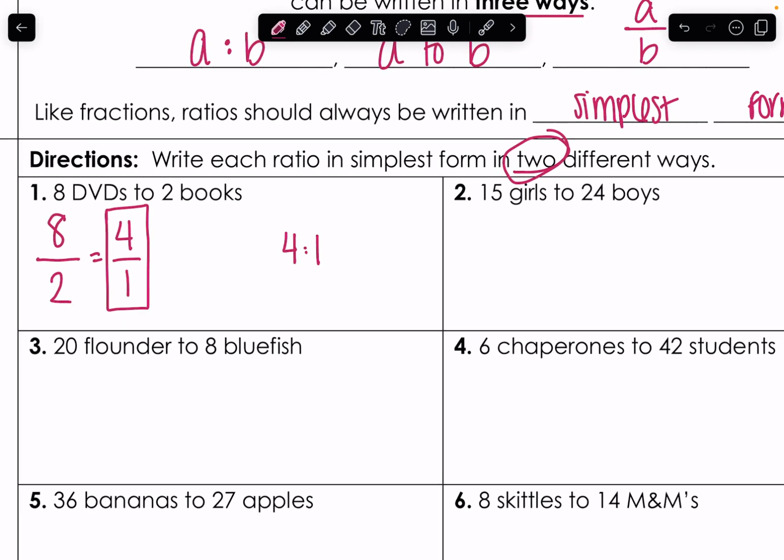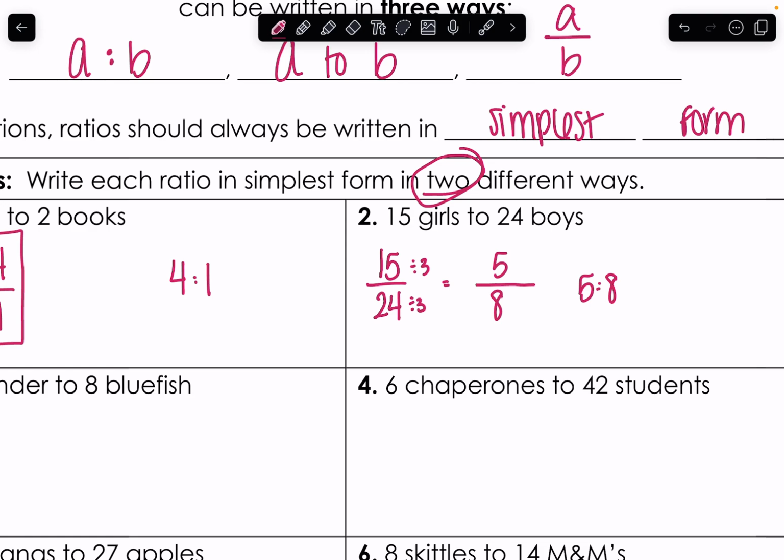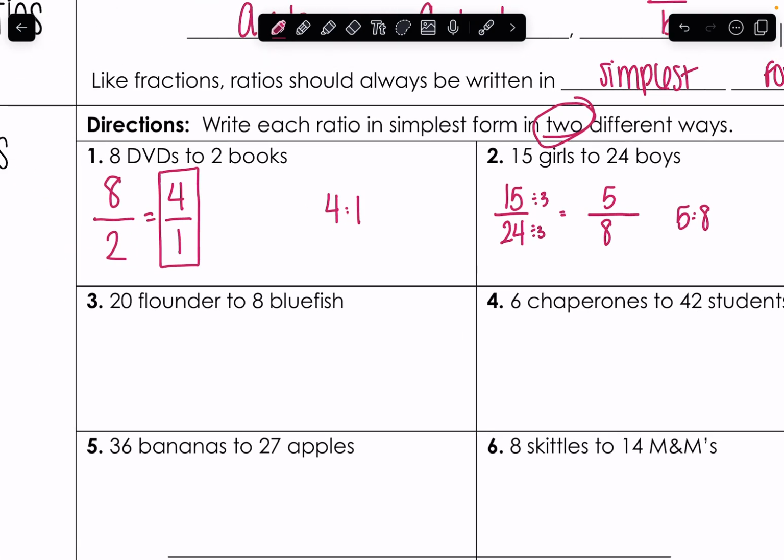So number 2, we have 15 girls to 24 boys. So 15 over 24. This is where I said that our calculator might be useful today. We can either type that fraction in or we can kind of think this one through. 3 is divisible by both of those numbers. That's the largest one. So we have 15 divided by 3 is 5. 24 divided by 3 is 8. So the second way to write this is 5 to 8. So I think we will be doing a little bit of practicing over the next week or two with reducing, making sure we know our times tables, making sure we know what numbers go into what. So that way we can do this quickly.